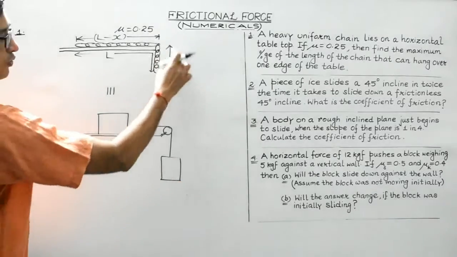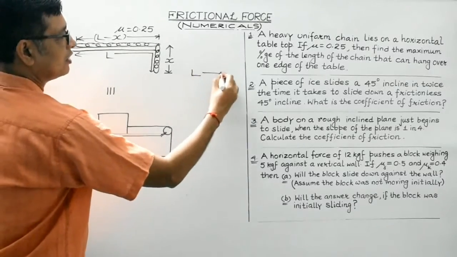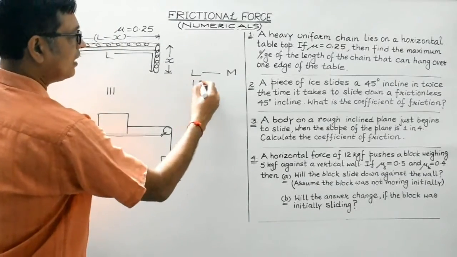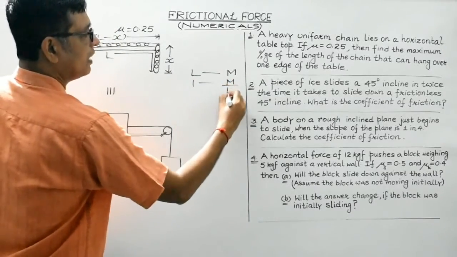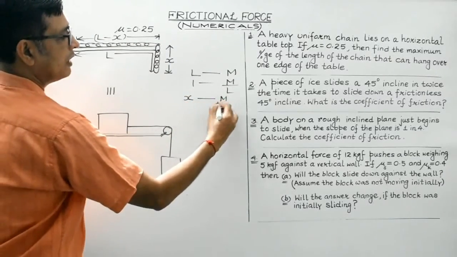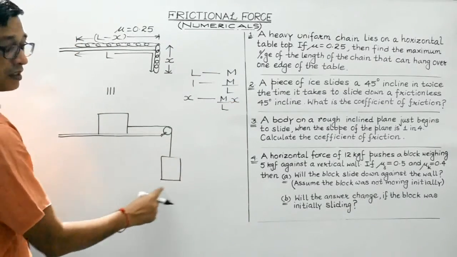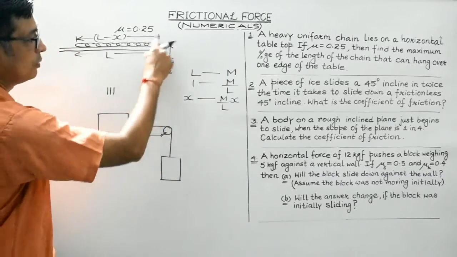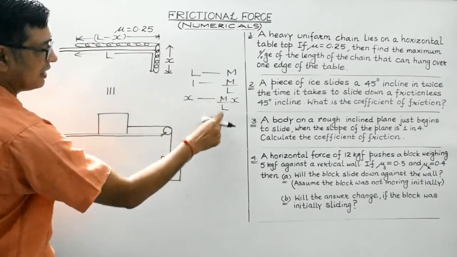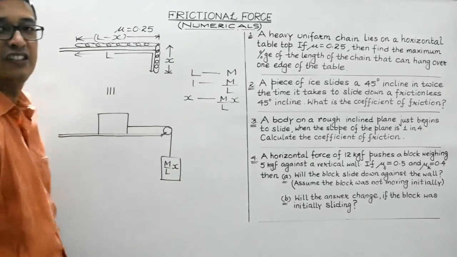Now, what will be the mass of this block? Let's make use of the unitary method, students. For length L, the total mass of the chain is considered to be M. For unit length, the mass is M by L. Therefore, for portion X, the mass would be M by L into X. So this block represents a block of mass equal to the mass of portion X of the hanging chain. So its mass is M by L multiplied by X. Isn't it, students?